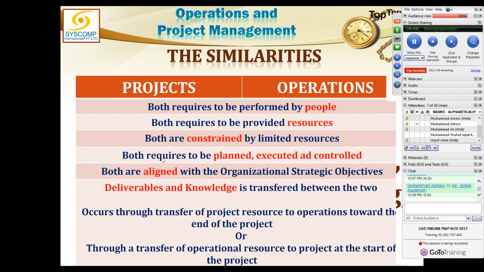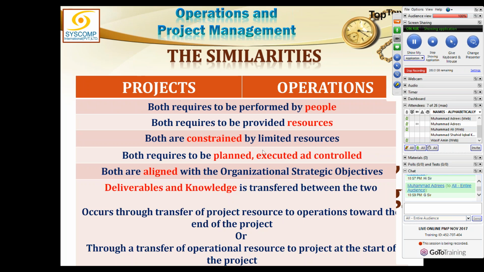Whether it is a project or an operation, both have to be planned, executed, and controlled. There is monitoring and control even in operations. There is planning even in operations. But the difference is that operations do not have a start point and they do not have an ending point. While the projects do, they have initiation, they have closing, but in operations there is no initiation or closing. They are planned, executed, and controlled. Then again planned, executed, and controlled.